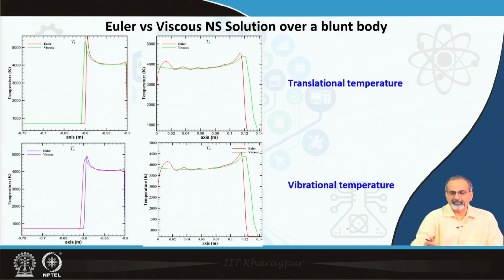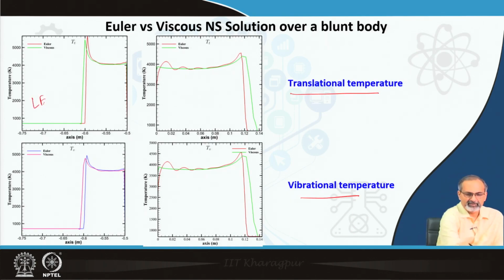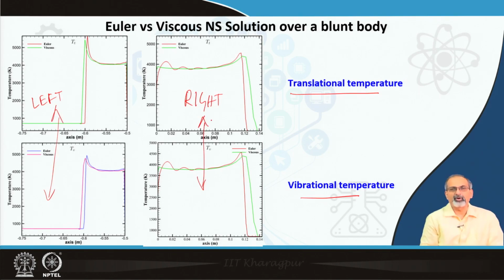You can similarly see the variations of translational temperature and vibrational temperature for the same simulations. Keep in mind that this is the left family of plots, these are the right family of plots, and you know exactly by now how to interpret them, in which locations we have made these plots.